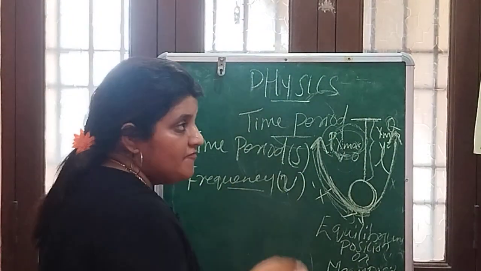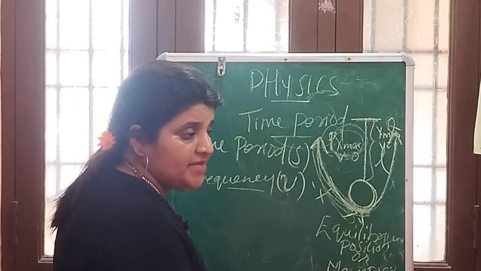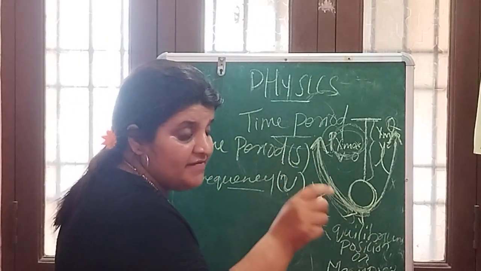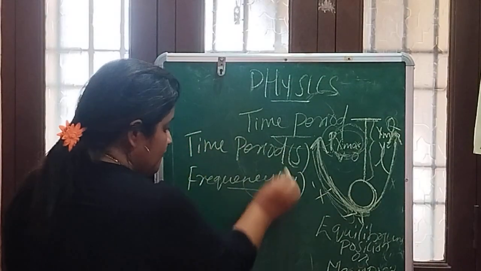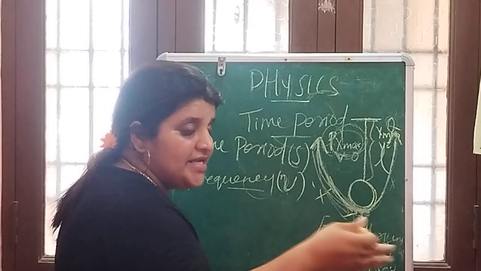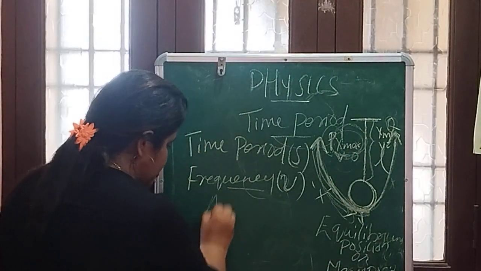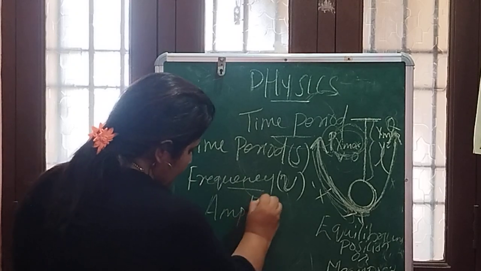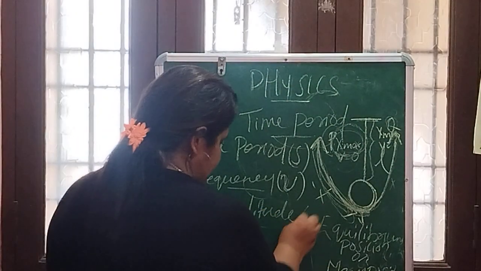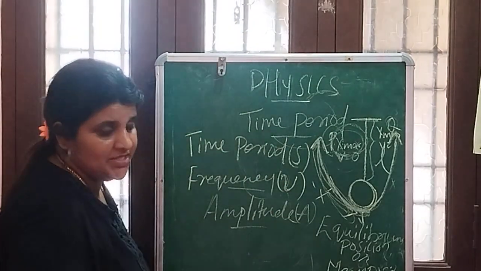Frequency is defined as, in a unit time, the number of oscillations the bob is covering in a unit time is called the frequency. In a unit time, the number of oscillations the bob covers is called its frequency. Next is amplitude. Amplitude is the maximum displacement. So these are the important terms associated with the process called oscillation.